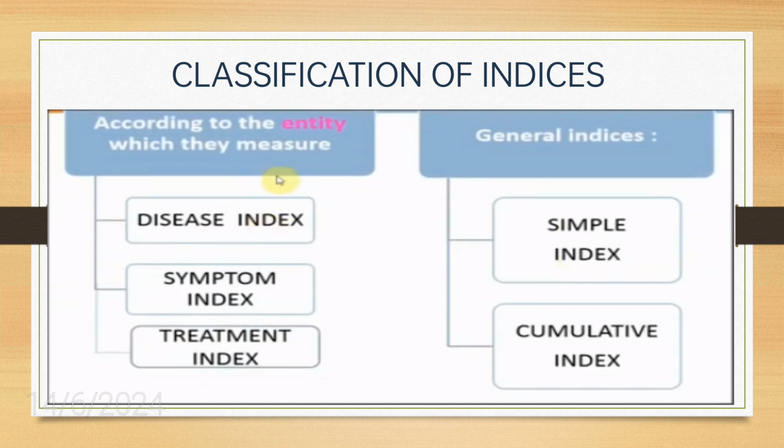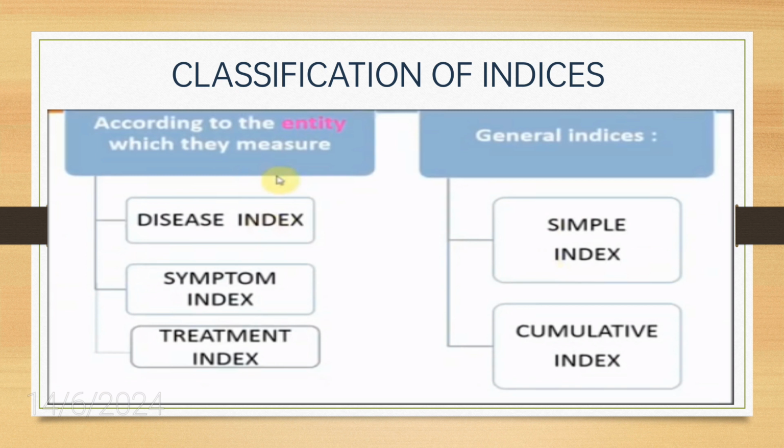The next classification is general indices classification. It is classified as simple index and cumulative index. Simple index measures the presence or absence of a condition. Example, plaque index, which measures the thickness of plaque at the gingival margin.